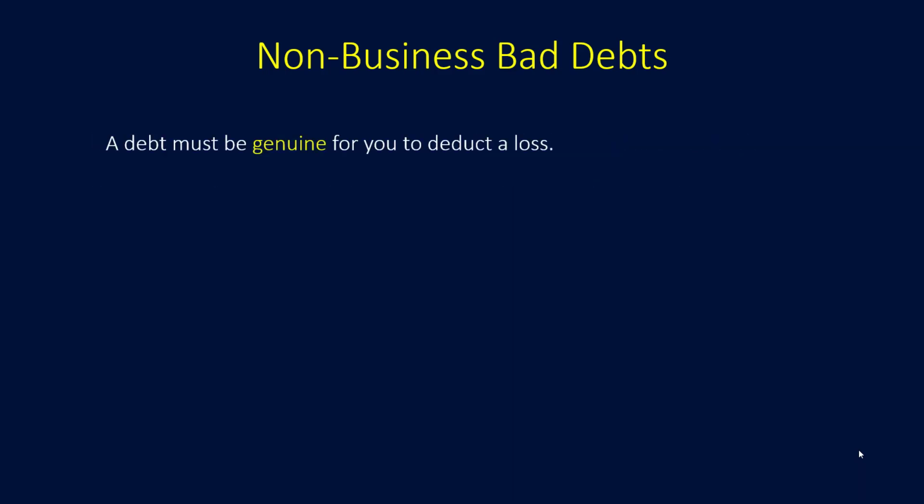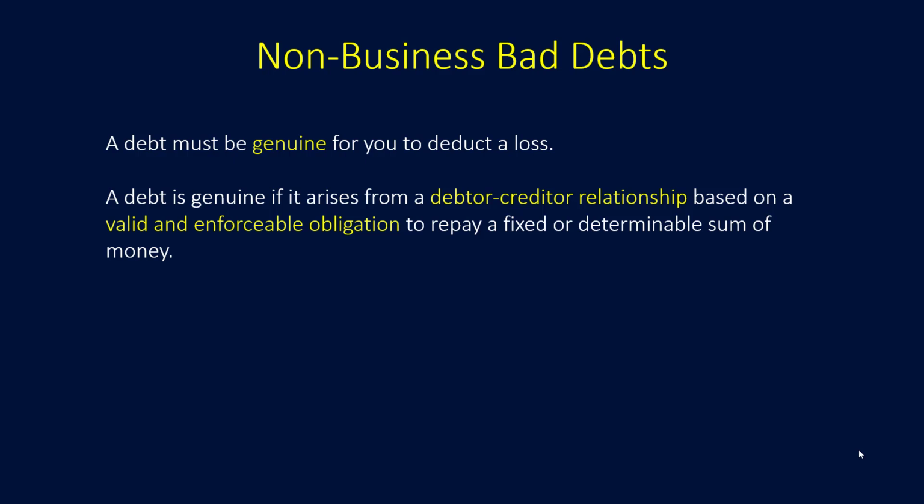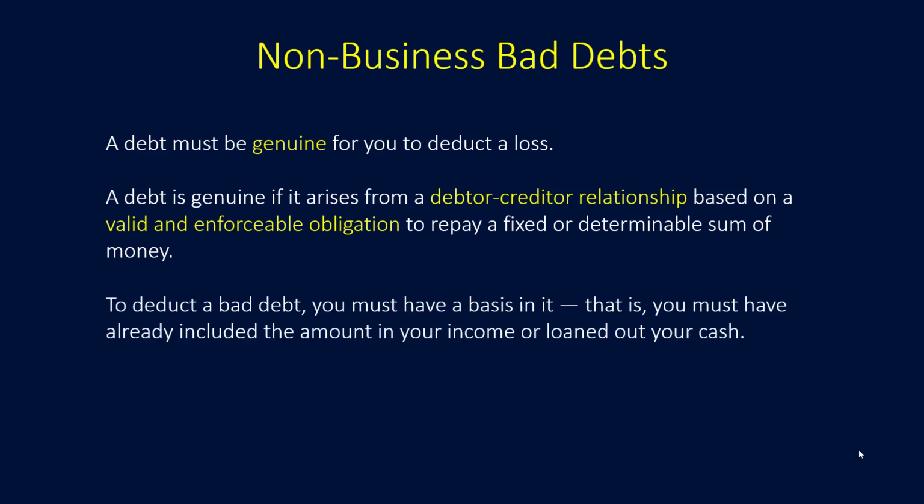A debt must be genuine for you to deduct the loss. A debt is genuine if it arises from a debtor-creditor relationship based on a valid and enforceable obligation to repay a fixed or determinable sum of money. To deduct a bad debt, you must have a basis in it. That is, you must have already included the amount in your income or loaned out your cash.